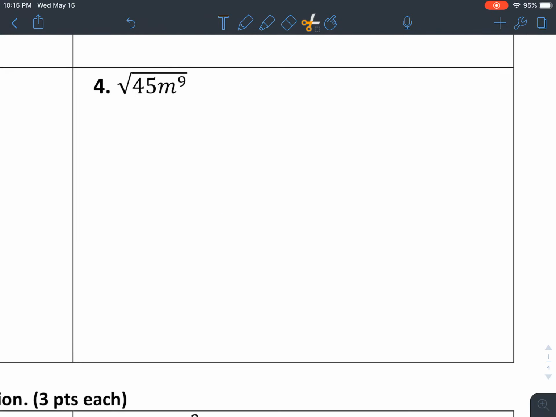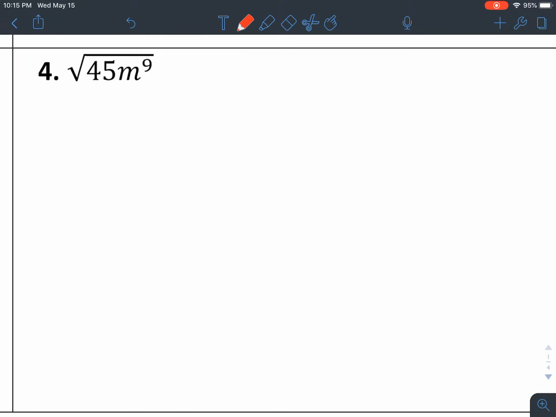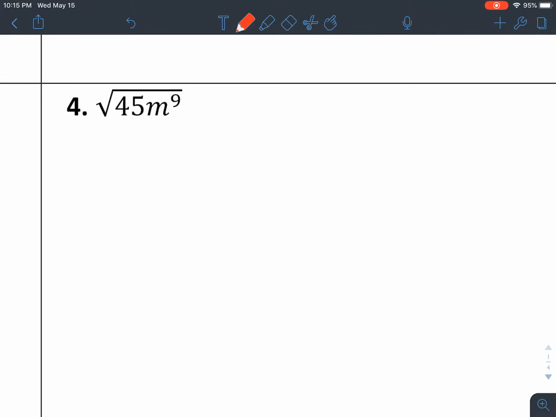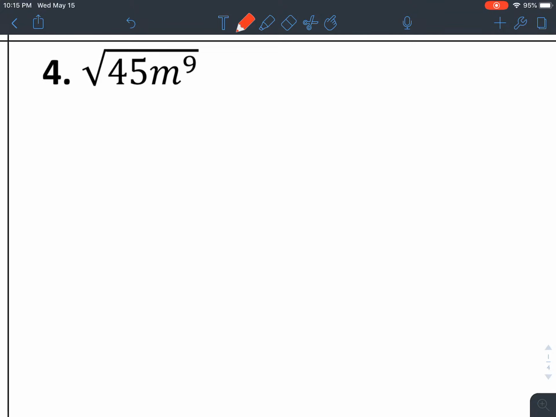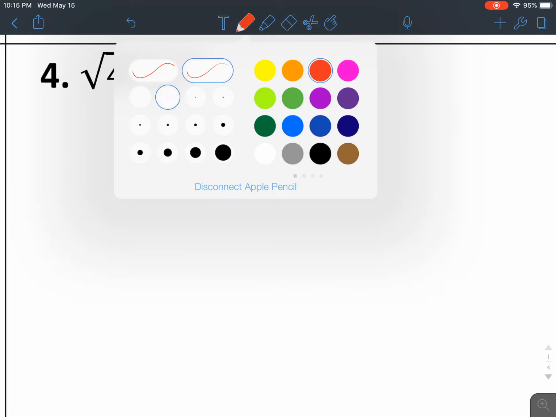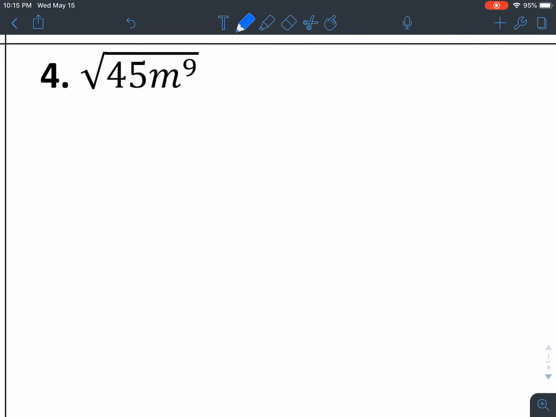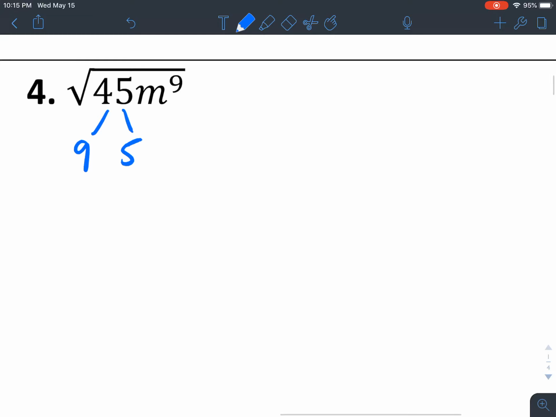Good. Okay. For the last one in this section, number 4, it's probably the second easiest question actually. All we're doing is breaking this down into perfect squares and other stuff. So for my numbers, 45, that is just 9 times 5, right? 9 being our perfect square in this case. So the square root of 9, that's just 3. And then my 5 is still stuck underneath my radical.